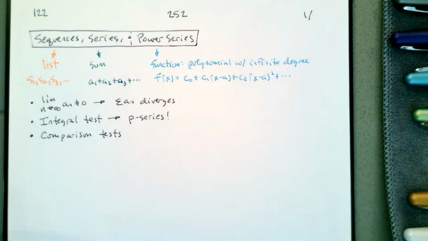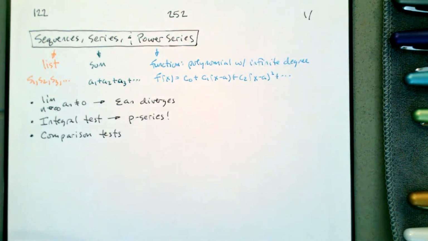So today we want to continue our discussion of sequences, series, and power series. In particular, we're looking at how to determine if a given series converges or diverges. So far, we've talked about the three big things. We've talked about the limit of the terms. If the limit of the terms of a series is not equal to 0, then the series diverges. We've talked about the integral test and the important result of the integral test, P series.